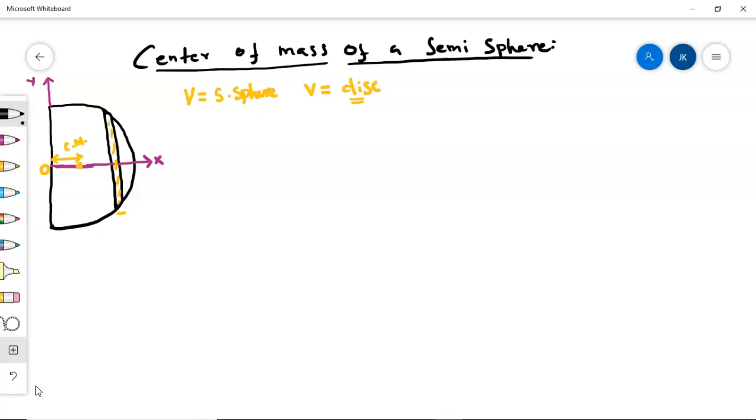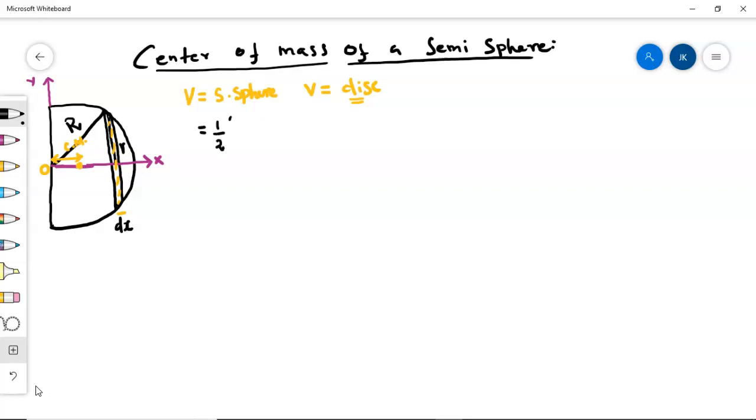This thickness will be dx, and it has the radius from here to here. The radius of the disk is simple r, and the radius of the semi-sphere is capital R. So first we will be writing the formula of the semi-sphere and the disk.